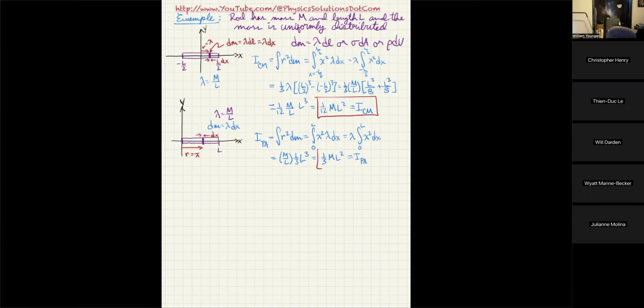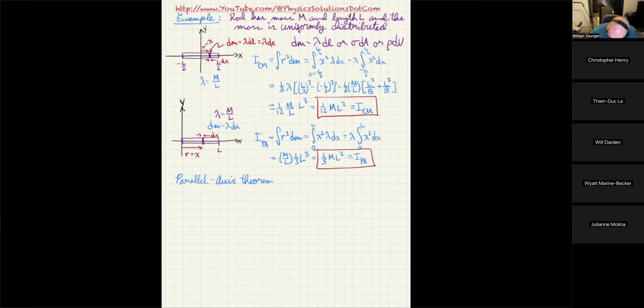So there's my moment of inertia about that parallel axis. Now I'm going to do the same thing using the parallel axis theorem. I'm not going to cover the perpendicular axis theorem. That's easier in a more advanced class.